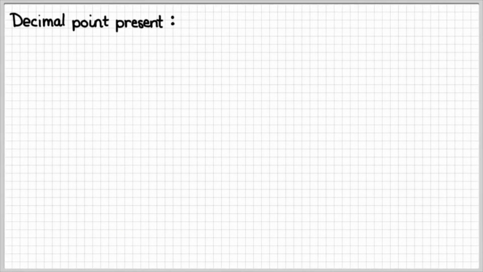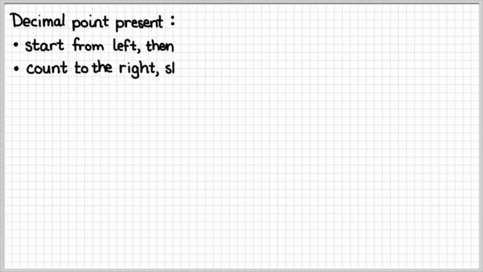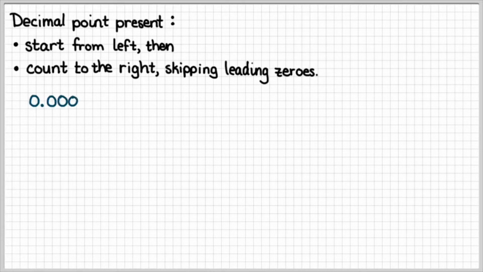When there is a decimal point present, then you start from the left and count to the right. Now you skip all leading zeros. So for example, if you have 0.000045, you start from the left because there's a decimal point present, count to the right, skip those leading zeros, there's 2 numbers left over, so there's 2 sig figs in this number.